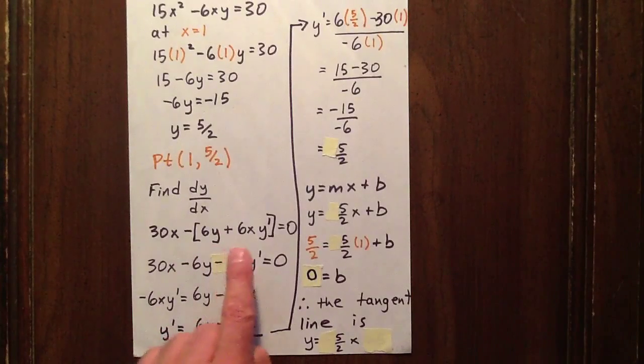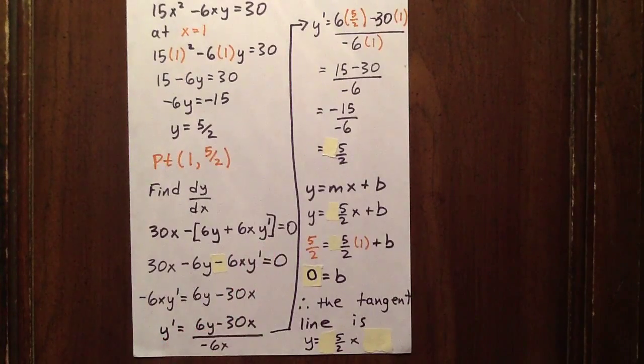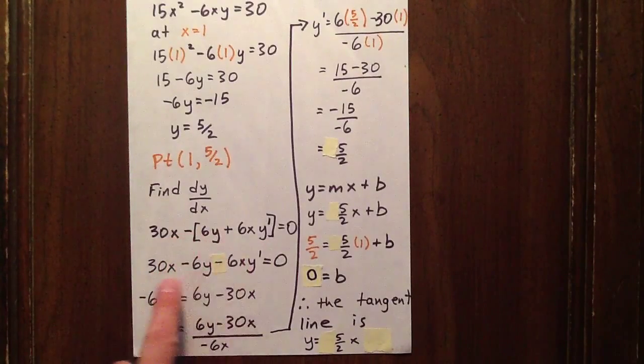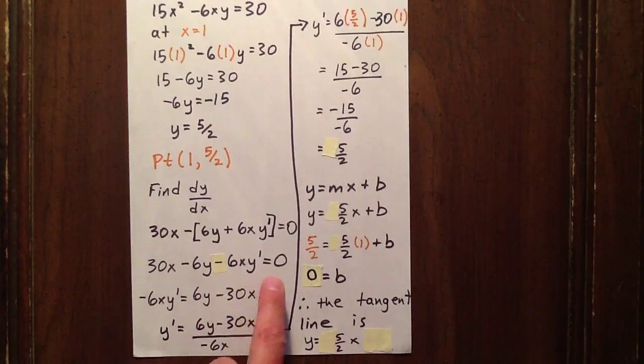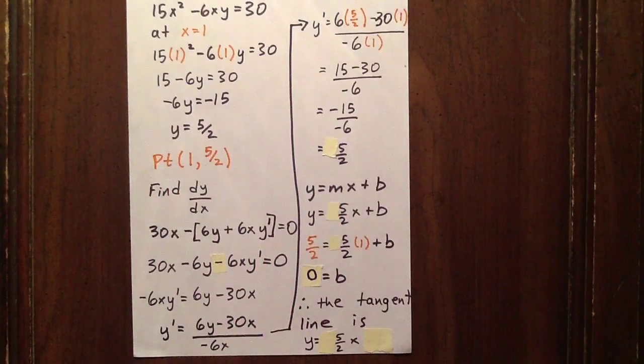Then we're going to add the first, which is 6x in this context, times the derivative of the second. Well, the derivative of y with respect to x is dy/dx. I'll call it y prime. Now, distributing that minus sign in, we get 30x minus 6y minus 6xy prime, and that equals 0 because the derivative of 30 with respect to x is 0.